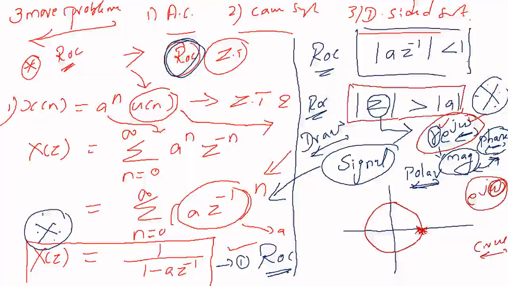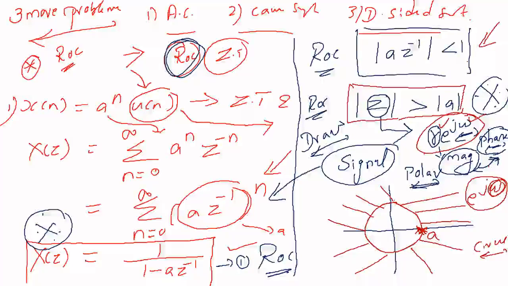What is Z? Z is the area where the Z transform gets converged, that is, the region of convergence. So this region of actual convergence will be represented in the area that is greater than A. I hope it is clear.